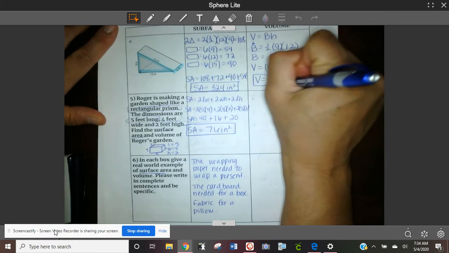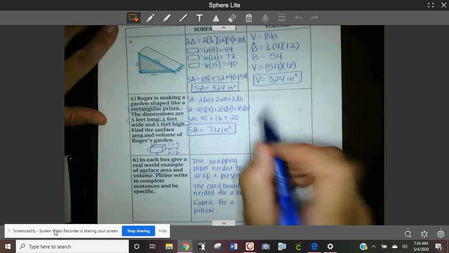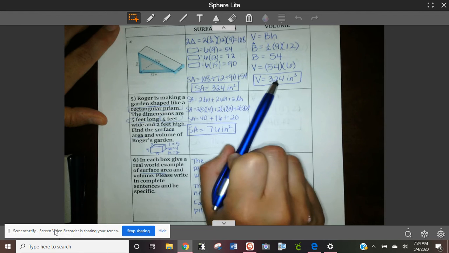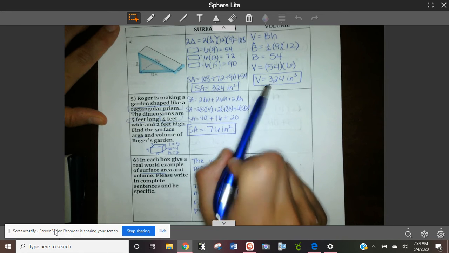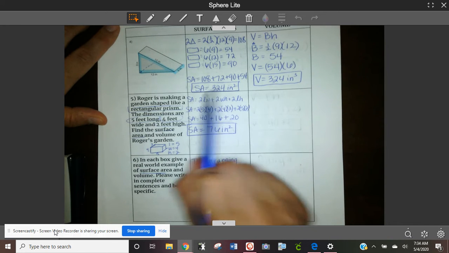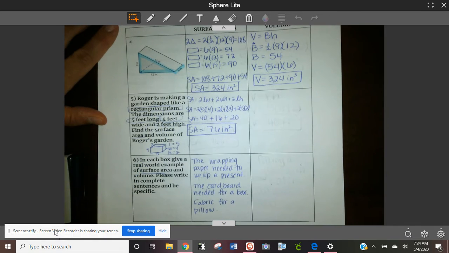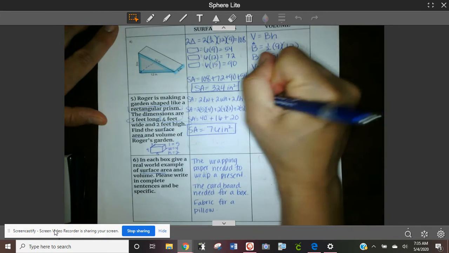Now this is crazy, guys. It doesn't always happen, but our surface area and our volume are actually the same. So very interesting to know, like, what about this made that happen? Something for you to think about.